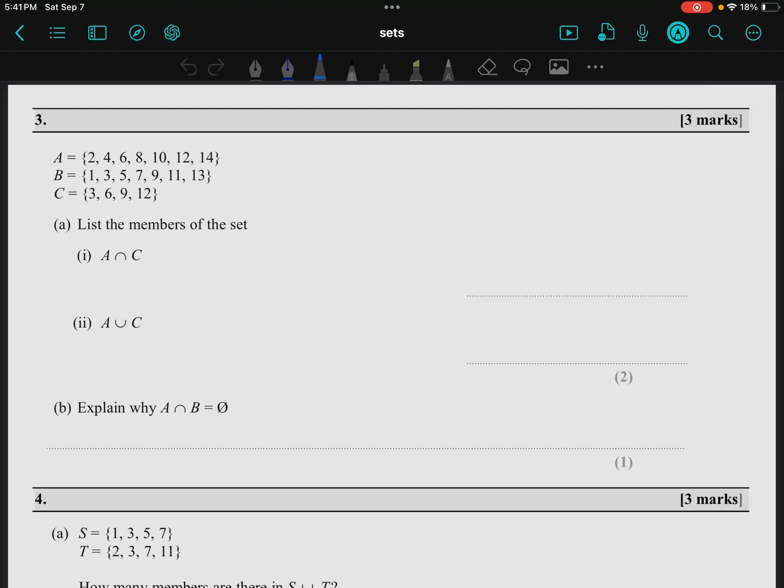Question number 3. A is 2, 4, 6, 8, 10, 12 and 14. B is 1, 3, 5, 7, 9, 11 and 13. C is 3, 6, 9 and 12. So we have to write A intersection C. Intersection means common between A and C. So see the common elements. 12 is common. 6 is common between A and C. So 6, 12 are the two elements common in A and C.